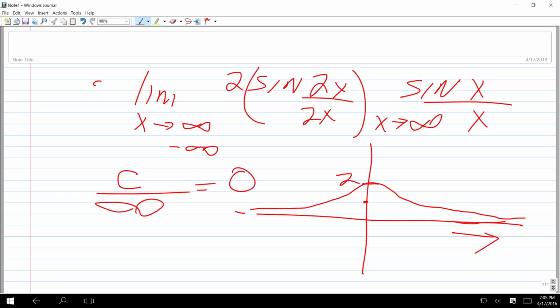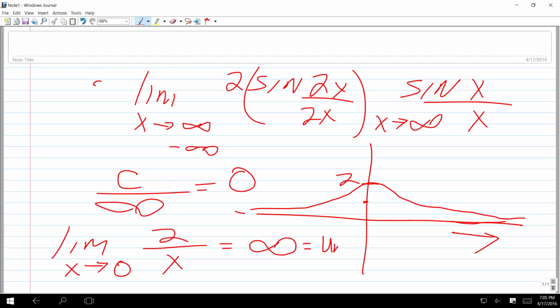If it's the reverse, say we have a number over x and we're taking the limit as x goes to 0, that's completely different. Now the numerator stays constant, the denominator gets closer and closer to 0, and the limit of that is infinity. Or they might say undefined. They like to use those words interchangeably.